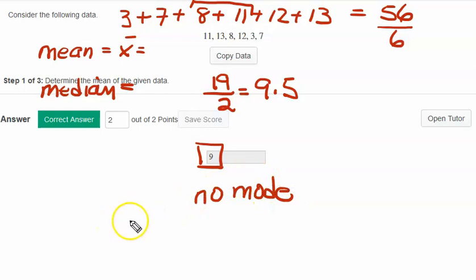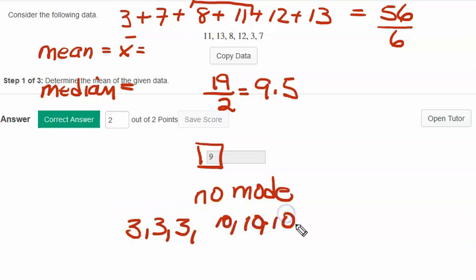Now, if you had something like this, 3, 3, 3, 10, 10, 10, you could figure out the mean of this. This is a 10, not a 19. Looks like a 19. Let's straighten that out a little bit. But is there a mode here? Is there one item used more than another? That's what a mode is. An item that's used greater than the other. And the answer is no. There is no mode here.